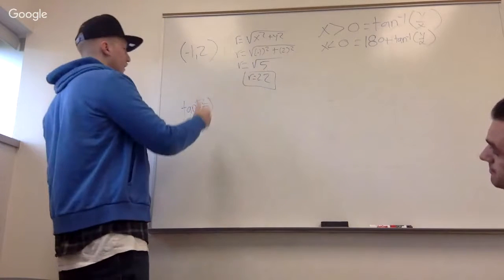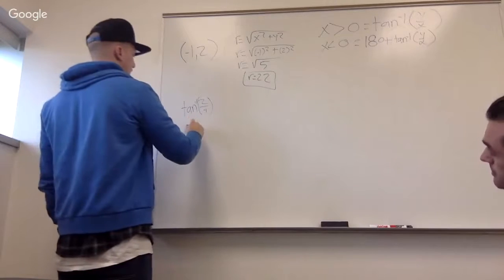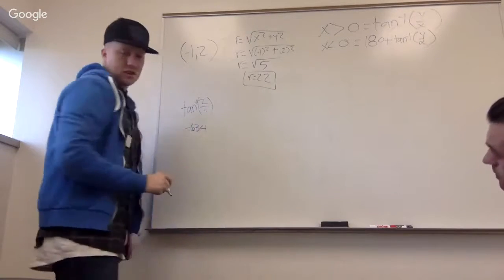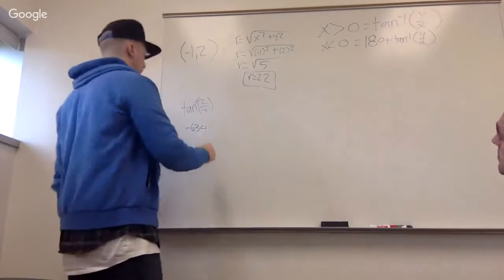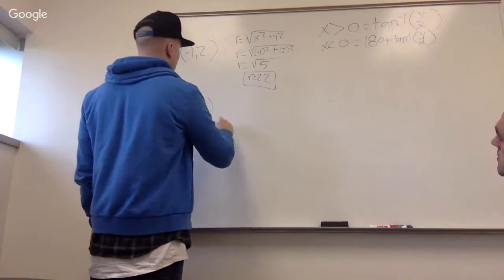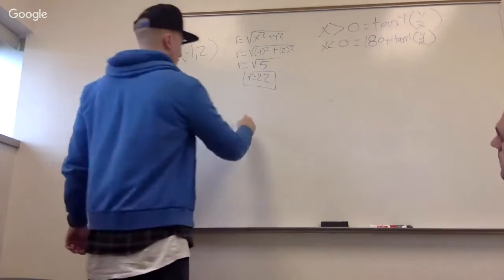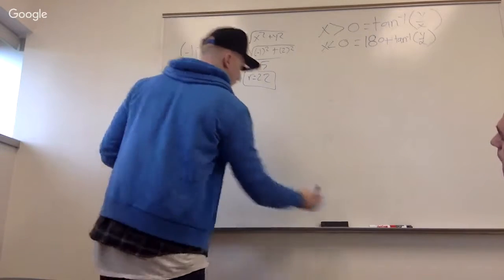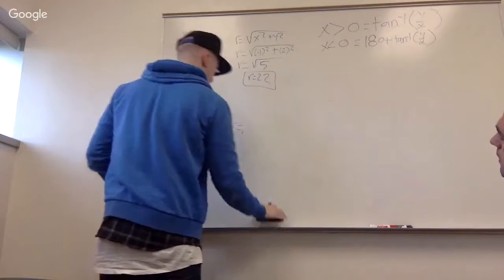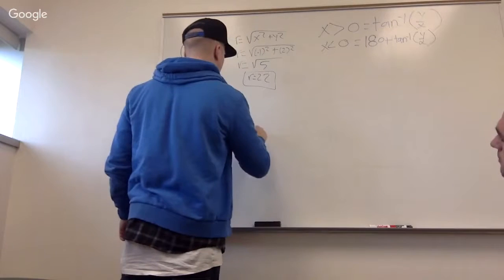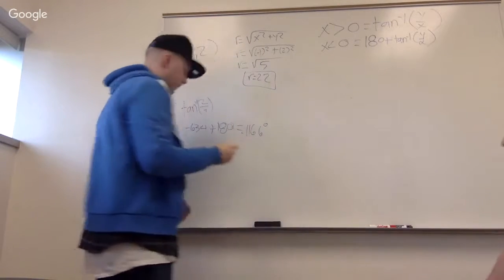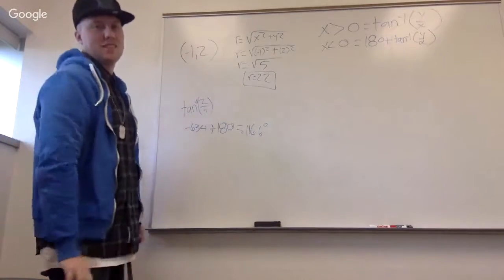So from this problem we get -63.4, it looks like. And so all you do is you take that and you add 180 to it, and you get 116.6 degrees. That make sense? Yeah, that makes sense.